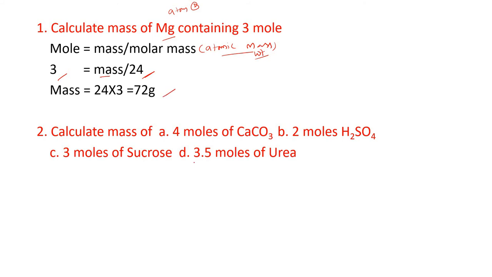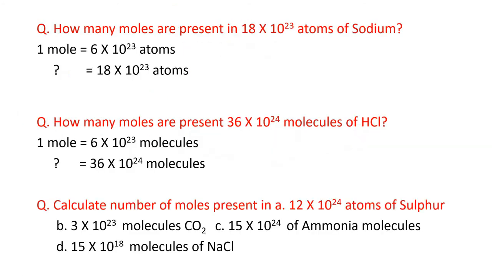By using this, you can also calculate the mass of 4 moles of calcium carbonate. This will be the assignment for you. Calculate the weight of calcium carbonate having 4 moles, 2 moles of H2SO4, urea of 3.5 moles, and sucrose of 3 moles. The formulas of sucrose and urea I don't write because you need to find them out, and then calculate the mass.